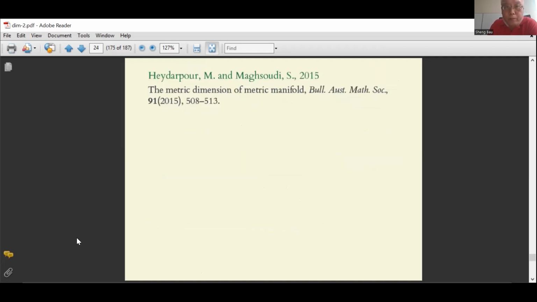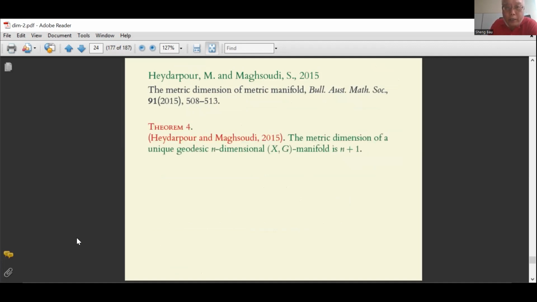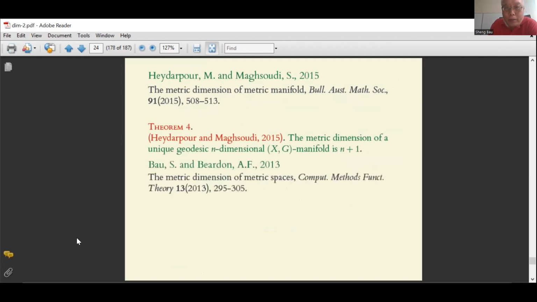These are the two Persian mathematicians. They call the country now Iran. I don't like the name Iran. They are Persia. And then they did two papers immediately after our paper. First one is metric manifold, which more or less resolved our question. Then they also did the XG manifold. And it is 1 greater than, as expected, 1 greater than the Lebesgue dimension.